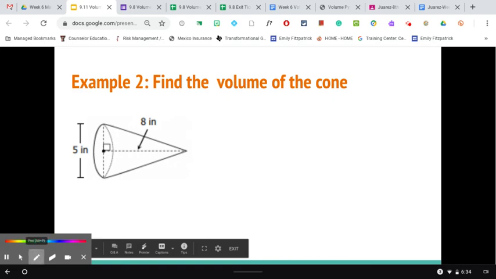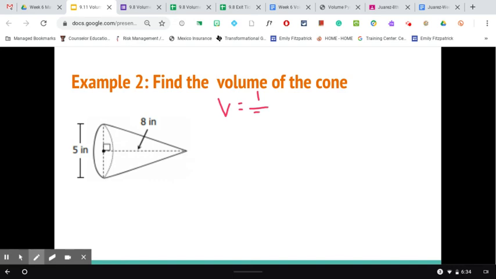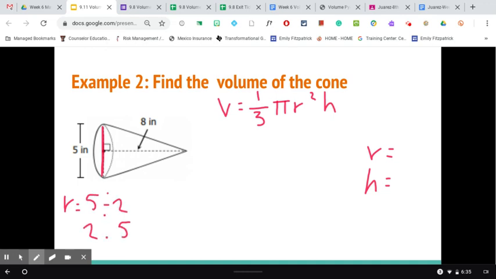Here's the second example. We have another cone. Let's write our formula down. Okay, we need to identify the radius and the height. Be careful, because sometimes they'll give you the diameter. As you can tell here, 5 is the diameter, not the radius. So to get the radius, we're going to have to do 5 divided by 2, which is 2.5. So our radius is actually 2.5, and our height is this one right here. It tells us how tall the cone is. So that's 8. So then we plug them into our formula.